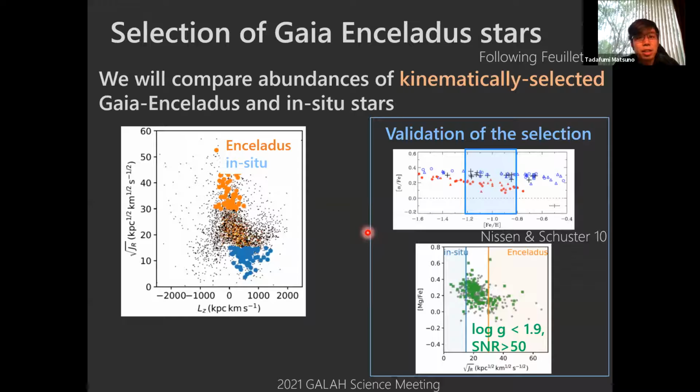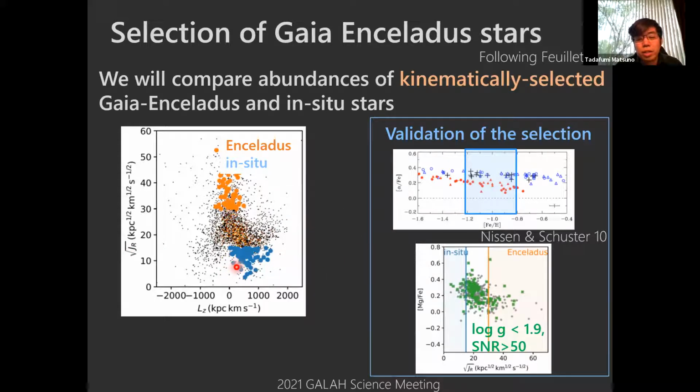We now kinematically select Gaia-Enceladus stars and in-situ stars using radial action and angular momentum. For the selection of Gaia-Enceladus, we just follow the previous one, and I think Diane is going to talk about this kind of selection in the talk right after me. We also selected in-situ stars using a radial action.